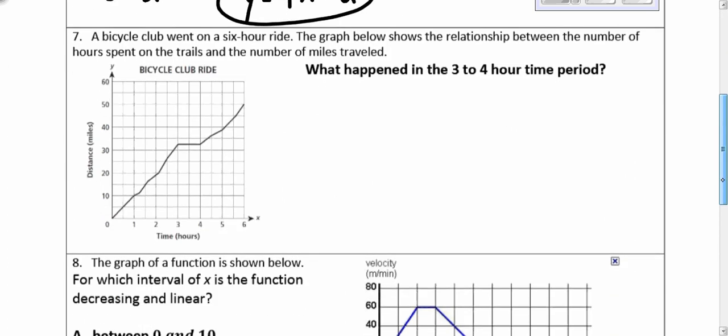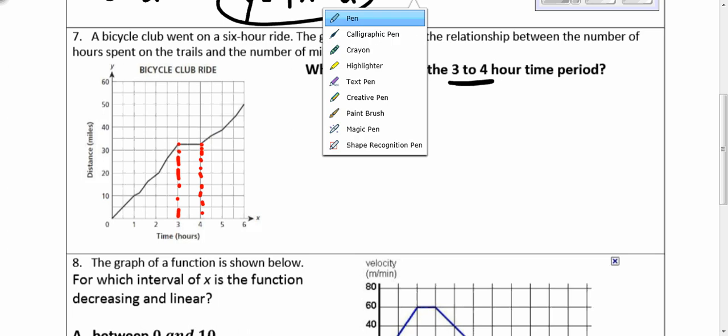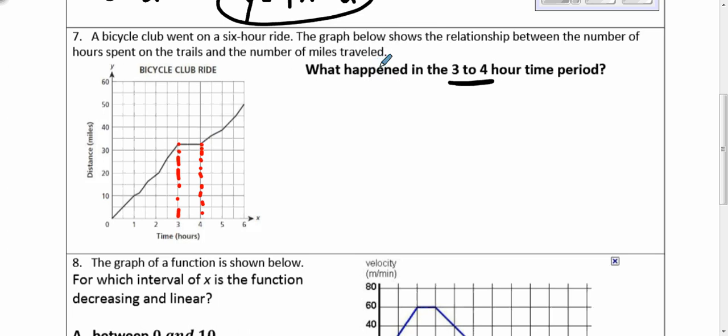Number 7, a bicycle club went on a 6-hour ride. The graph below shows the relationship between the number of hours spent on the trails and the number of miles traveled. What happened in the 3 to 4 hour time period? Okay, so I'm going to go over to the 3 to 4 hour time period. I'm going to draw a dotted line up, and this is the time period that they're talking about. So this is 3 to 4 hours, and we're talking about this part right here. What happened here?